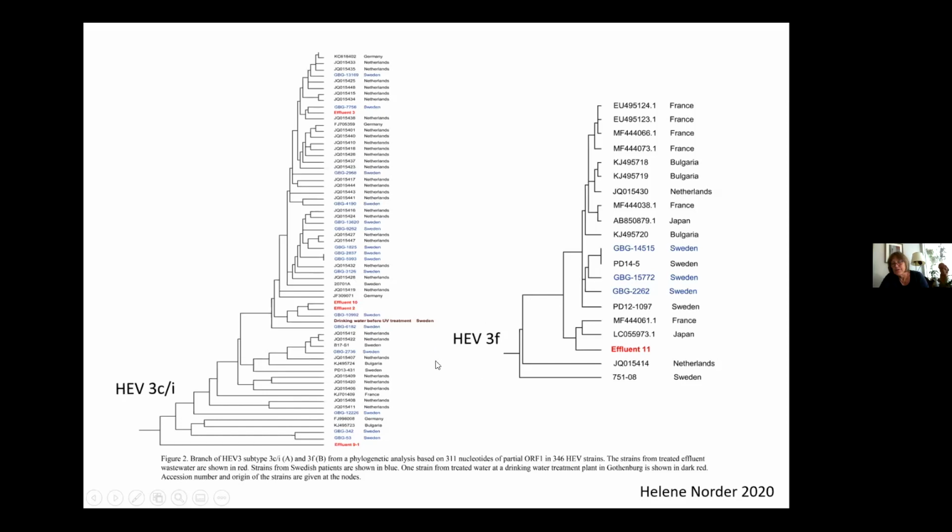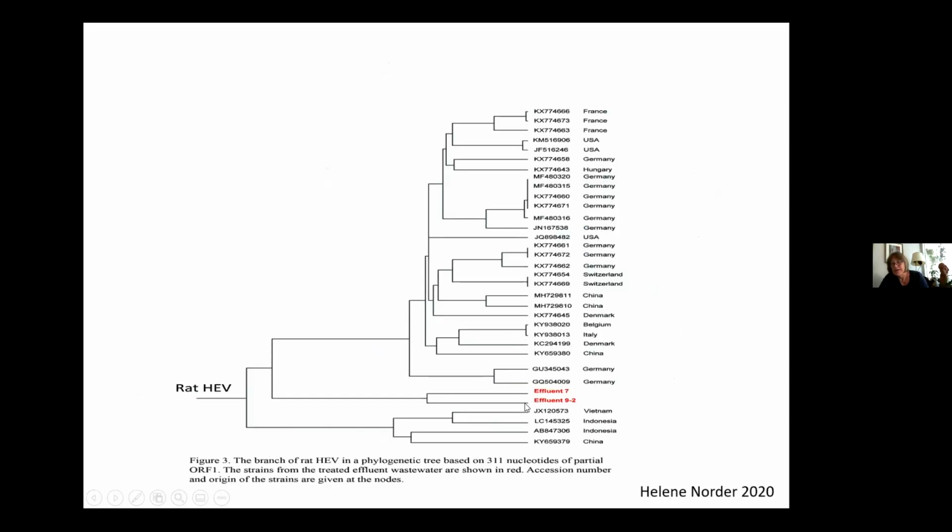And then we also found 3F. That is the strain we find in Swedish wild boars and in Swedish pigs, and also in Swedish acute cases. But in addition to these two, we also found 2 different strains, and they were very similar to hepatitis E strains infecting rats. The genotype of these strains was really divergent. It was between the strains infecting European rats and those infecting Asian rats. We know that those infecting Asian rats also infect humans, but we don't know whether these strains can infect humans. We are going to look more carefully for that.